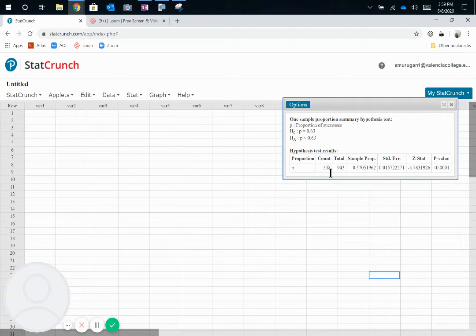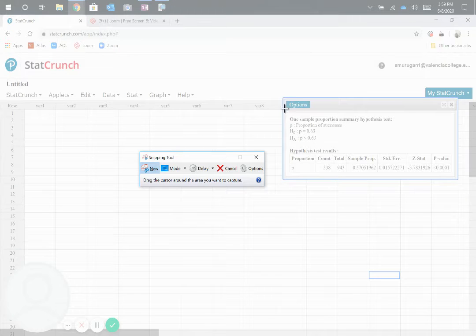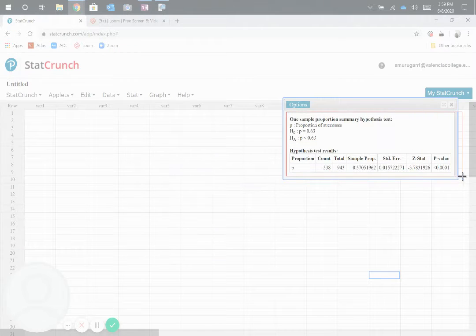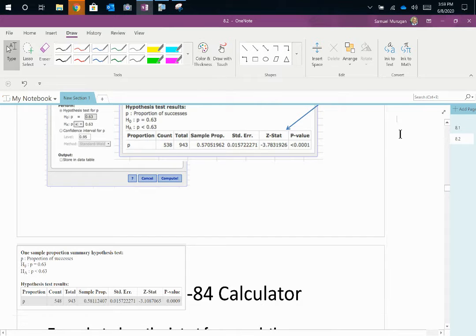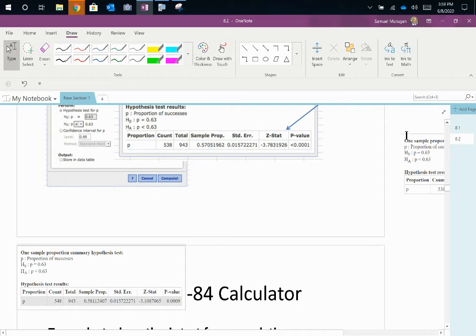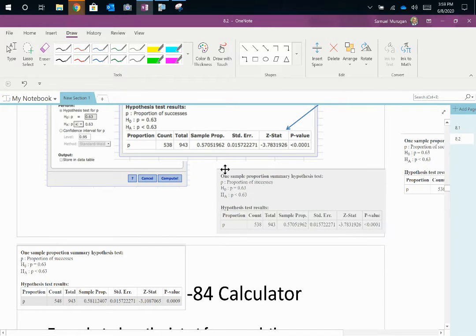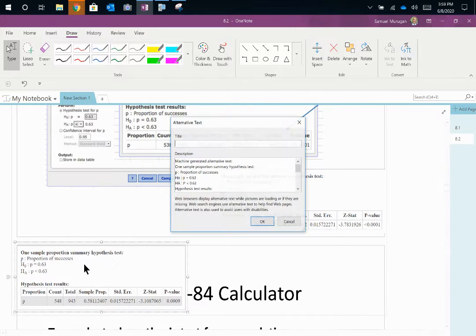So this number should be closer to the one that they have in the problem. Yep. All right, so now I think I have my numbers correct. I can go ahead and drag this into our notes here, and we see that we have exactly the same numbers. Okay. With the TI-84 calculator, it's a little different.